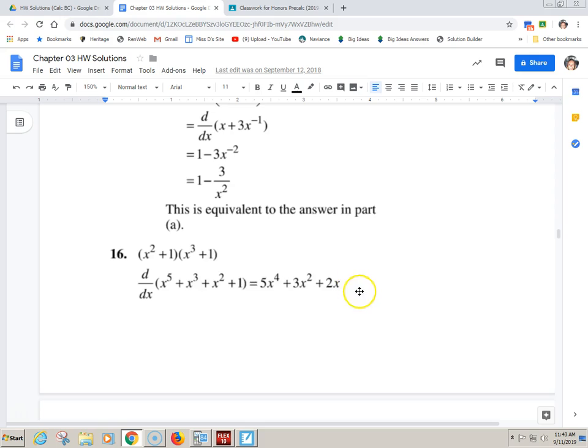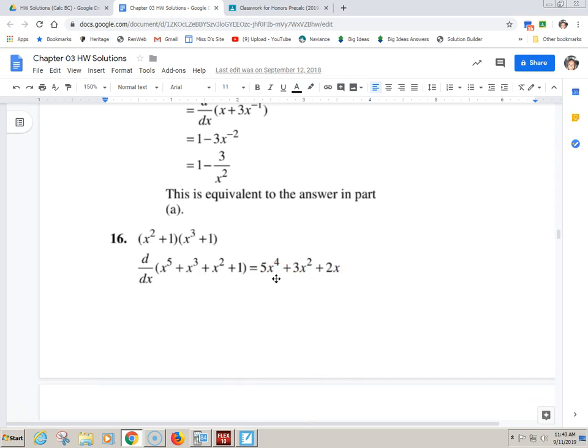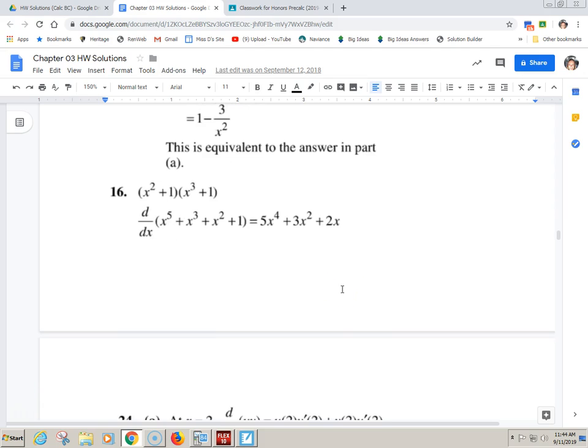Number 16, final answer is 5x to the 4th plus 3x squared plus 2x. Remember, if you're acing all of these, show me that you're grading them with little check marks or a big old -0 at the end.